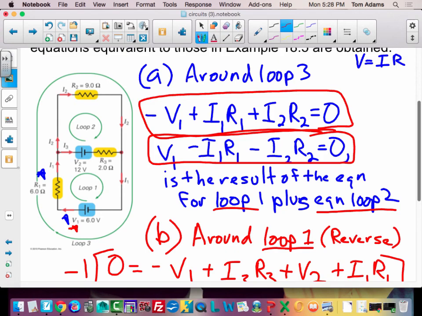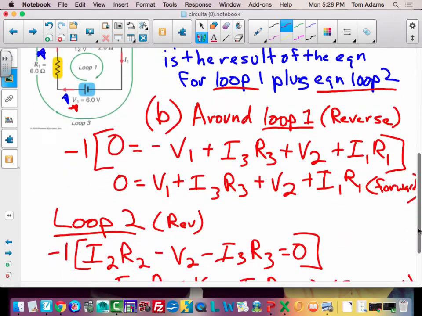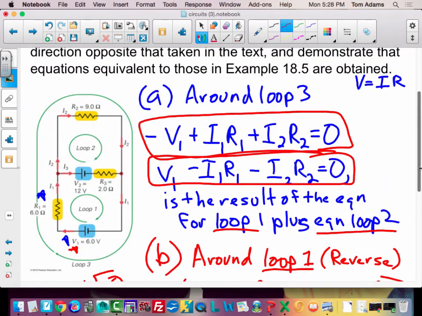And so basically what they're showing is that mathematically what gets canceled out when you sum loop 1 with loop 2, these middle terms get canceled out. So loop 3 is the sum of loop 1 and loop 2, but mathematically V2 and V3 get canceled out.